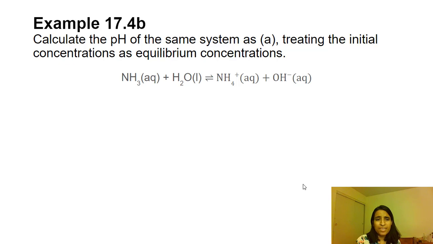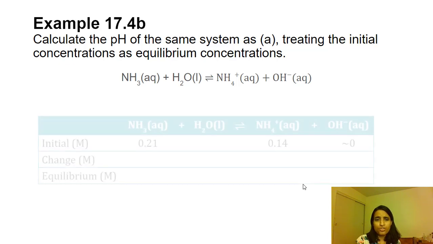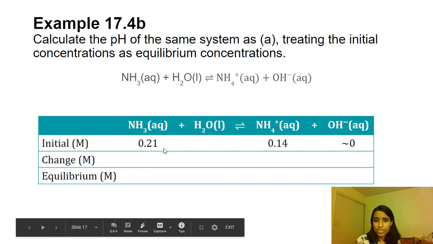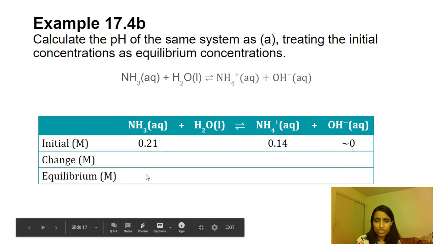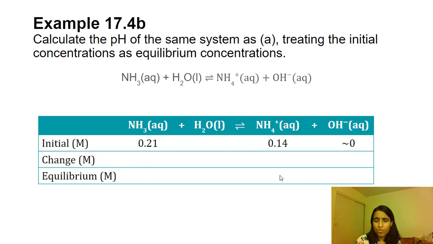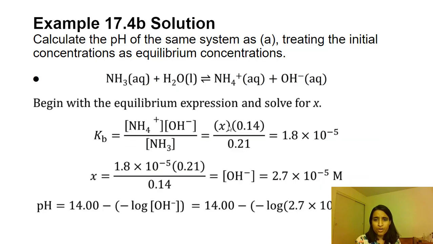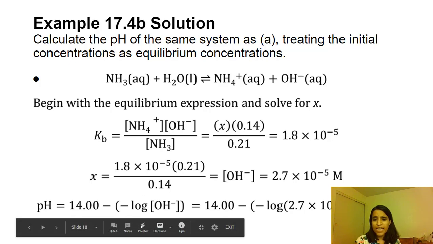Part B is asking you to calculate the pH of the same system as A, treating the initial concentrations as equilibrium concentrations. If you remember, this is what we got initially, and then we did minus x, plus x and all that. But now they're telling us to just consider this to be your equilibrium concentration. So over here it's 0.21 and 0.14. Don't worry about the x's or the change. Let us see what happens when we do that. If we put in the information we had initially, we end up having 9.43 as our pH.